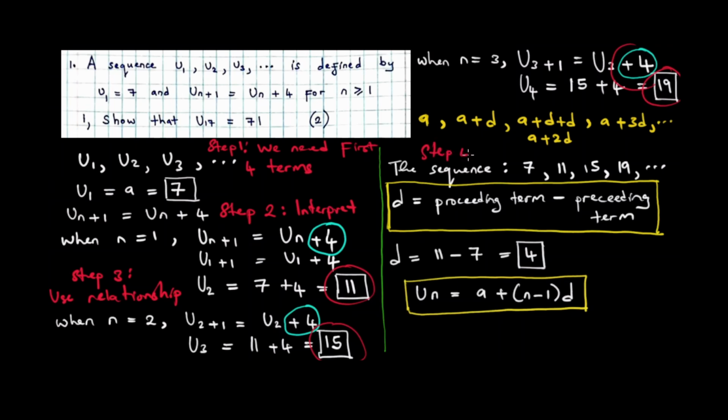What was our step 4? We saw that it's an AP, meaning we have to find d, which is the common difference. Having found d, in our step 5 we use the nth term formula, which then gives 71 as our answer. So I don't think this is difficult. This just requires you to understand a little about sequences and series.